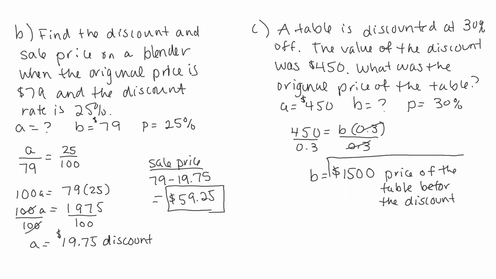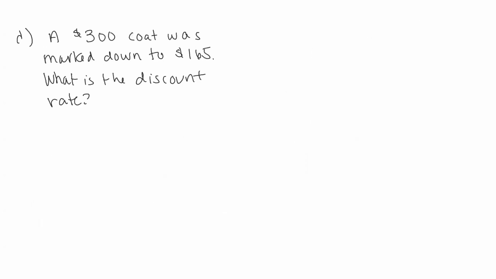And that's it. All right, one more discount problem. Let's see. In this case, we have a $300 coat was marked down to $165. What was the discount rate? So for this one, I have the amount is the discount, the markdown. Actually, that's not correct. Let's double check this. I didn't read it very clearly. So a $300 coat was marked down to $165.